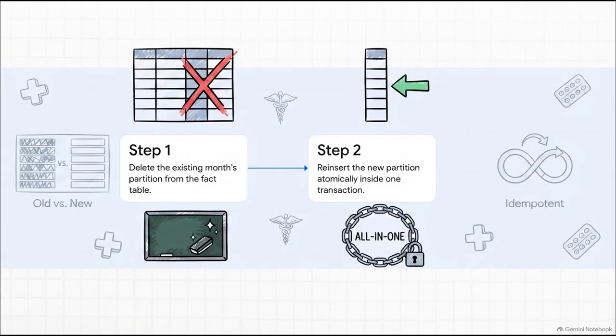So how do we actually achieve this for our monthly snapshot of SCMD data? We use this really elegant delete and insert by partition pattern. Step 1. Delete the existing month's partition from the fact table. Step 2. Reinsert the new partition atomically, meaning all at once inside a single database transaction. We want to contrast this against those dangerous, naive row-by-row upserts. Since our grain is a full-month snapshot, there's never a situation where we want some rows from an old run mixed in with some rows from a new run. We wipe the slate clean for that month and write the fresh data. Simple, safe, and idempotent.